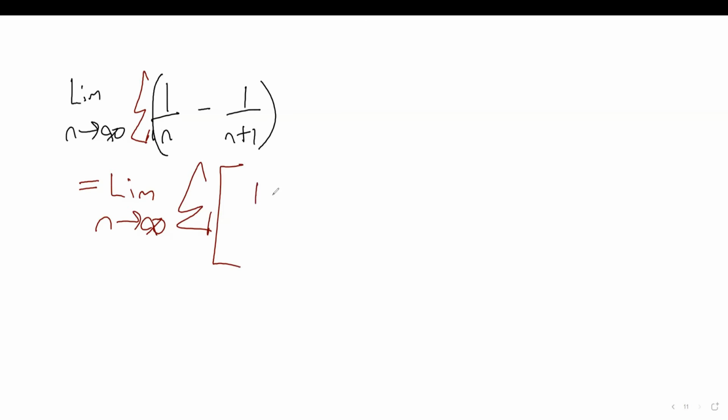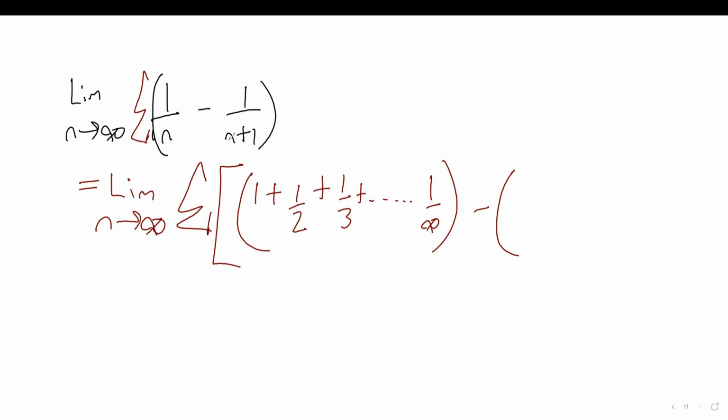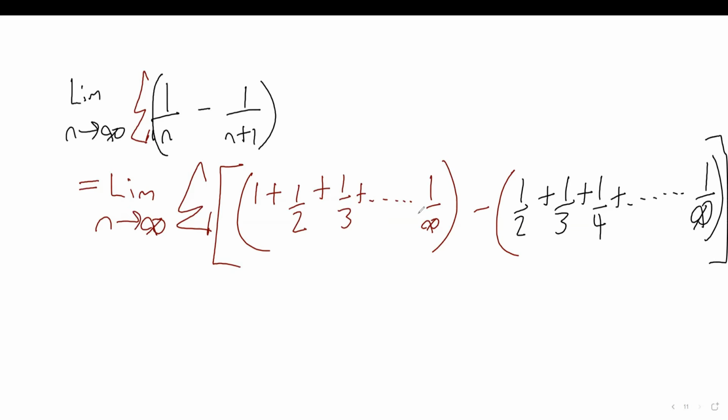When n is 1, we get 1. Plus when n is 2, it's 1 over 2. When n is 3, it's 1 over 3. And we'll continue to 1 over infinity. Minus, over this side, when you put in n is 1, you get 1 over 2. Plus, when you put in n is 2, you get 1 over 3. Plus, when n is 3, you get 1 over 4. And it keeps on going till you reach 1 over infinity. So when we subtract, this 1 over 2 cancels this 1 over 2. 1 over 3 cancels this 1 over 3. 1 over 4 cancels the 1 over 4. 1 over infinity cancels the 1 over infinity.